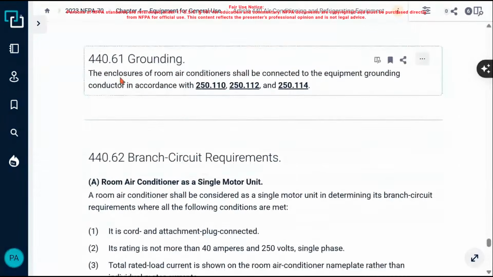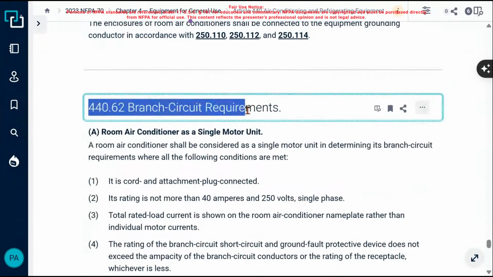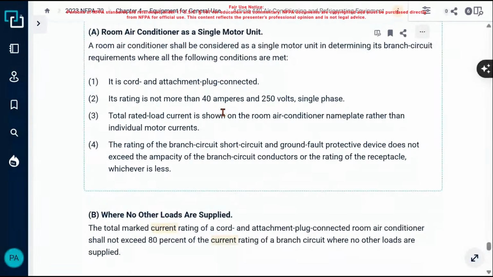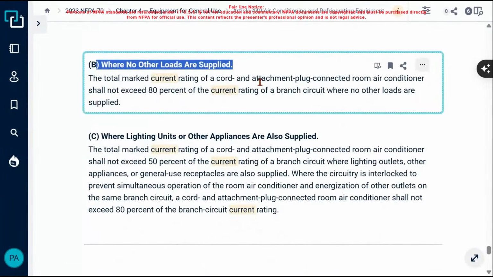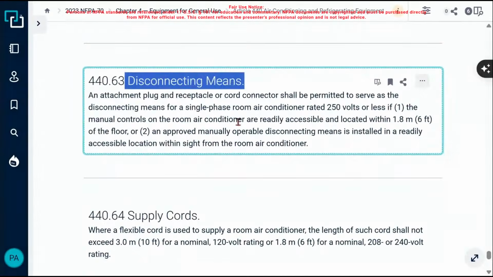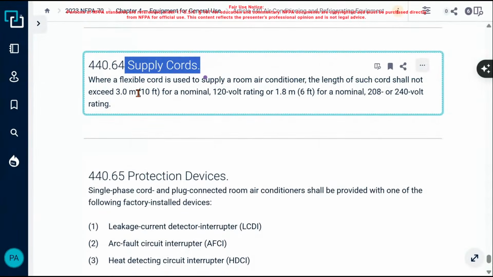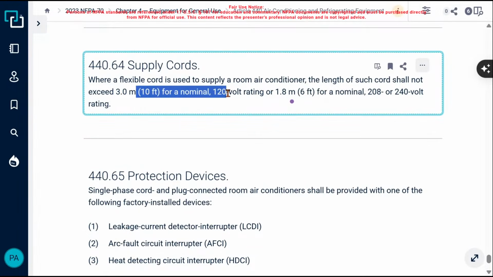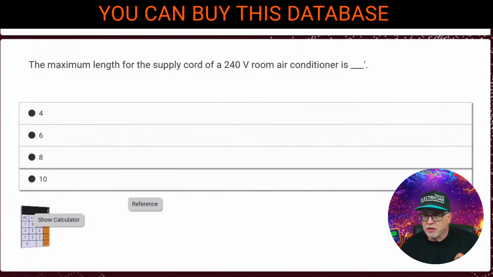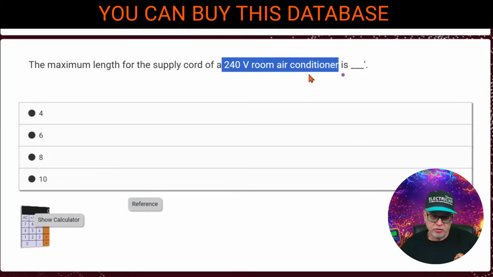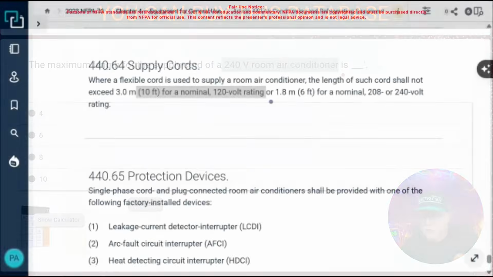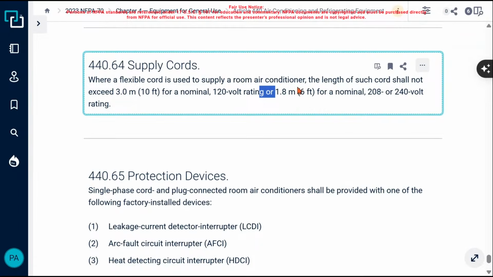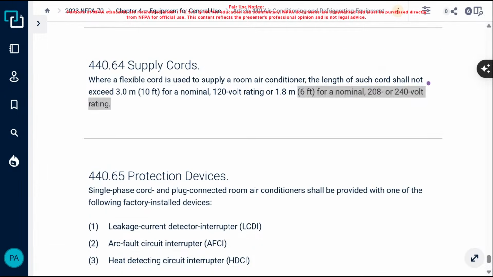Nothing in there is germane. We're not talking about grounding. The question's not about branch circuit, and there's nothing in there that has anything to do with that lengthwise. Okay, nothing here, nothing here. We're not talking about disconnecting means. Boom, supply cord. Immediately I see a 10 and a 6. Be careful, because the 10-foot one only applies to 120 volt rated. And remember in our question, the question was a 240 volt room air conditioner, right? Important to remember that. So we go back here. So it says, or 6 feet for a nominal 208 or 240 volt rating, right? So boom, we get back to the question.